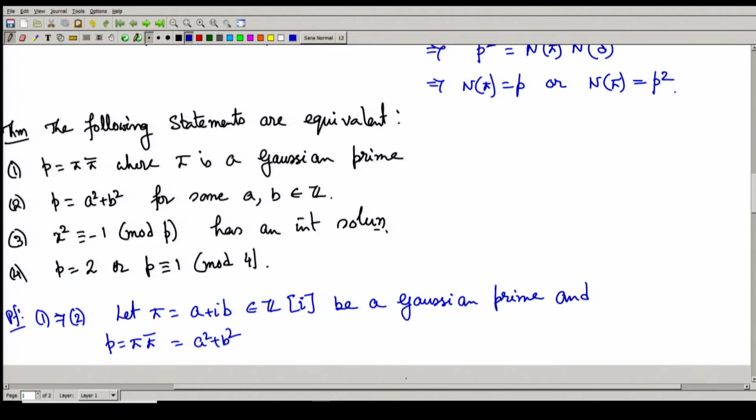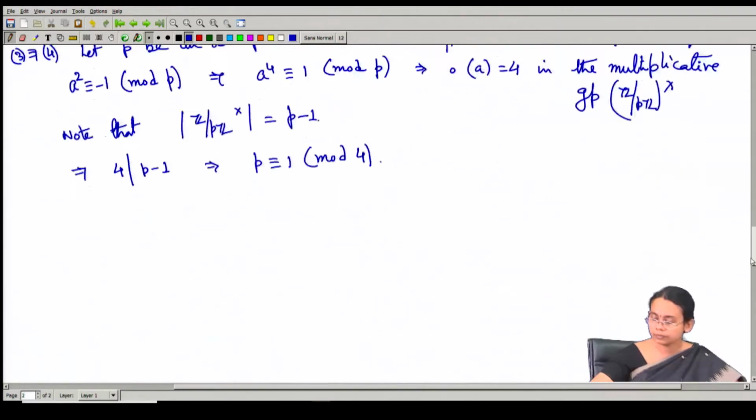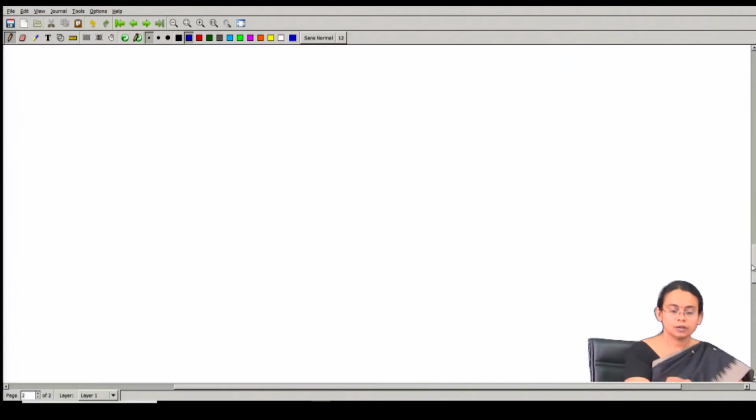4 implies statement 3. That means here I will be assuming that P is equal to 2 or P is congruent to 1 mod 4. In that case, I will show that this equation x square congruent to minus 1 mod P has an integer solution. So let's see. So if P is equal to 2, then it is clear that 1 is a solution of that equation.